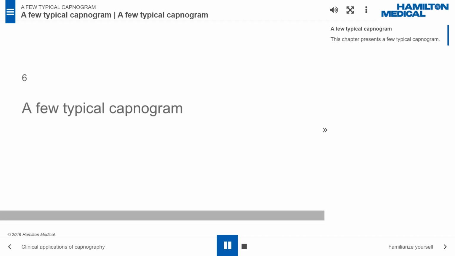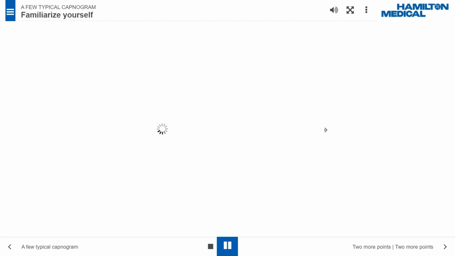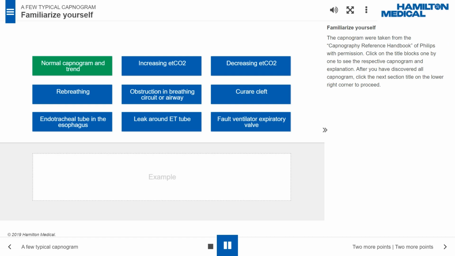A few typical capnograms. This chapter presents a few typical capnograms. Familiarize yourself. The capnograms were taken from the Capnography Reference Handbook of Philips with permission. Click on the title blocks one by one to see the respective capnogram and explanation. After you have discovered all capnograms, click the next section title on the lower right corner to proceed.